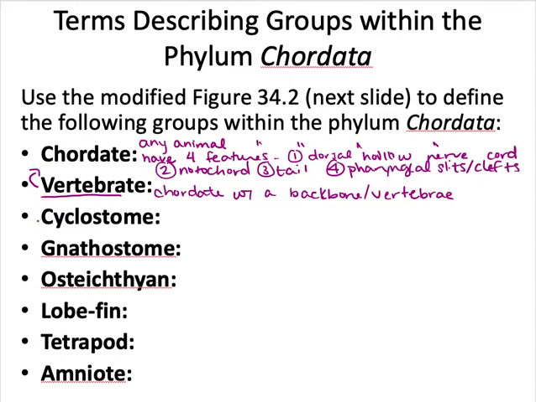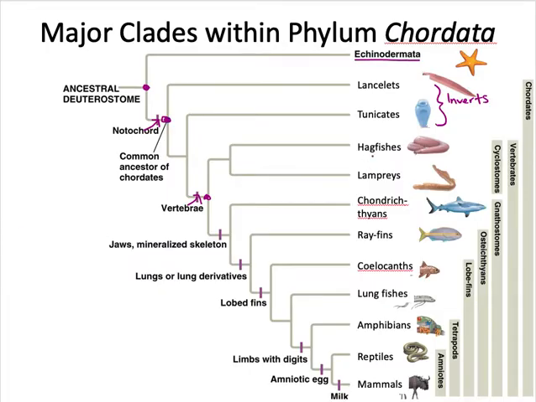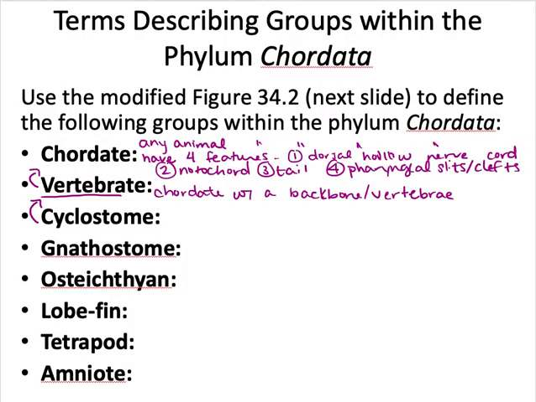And likewise, cyclostomes are going to be a type of vertebrate, but not all vertebrates are cyclostomes. So for cyclostomes, we don't have any key features that derive with these. Cyclostomes are just going to be the vertebrates that don't have a jaw.